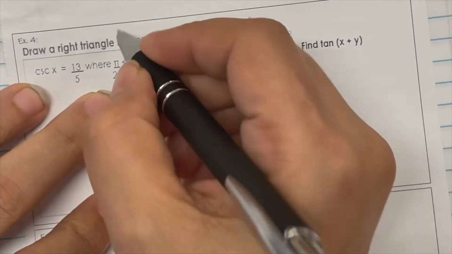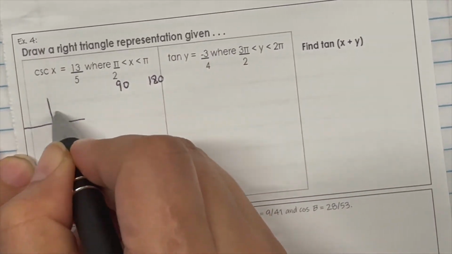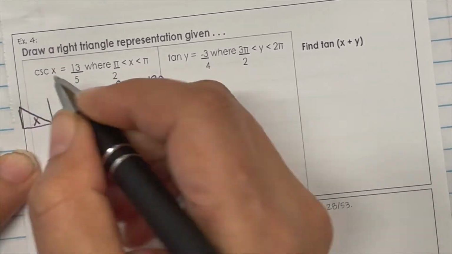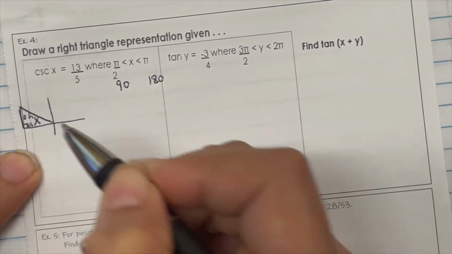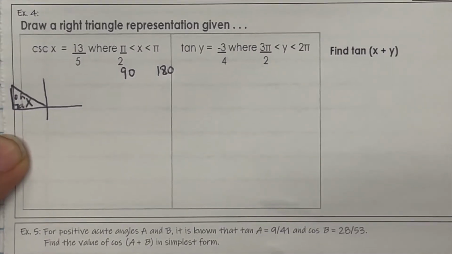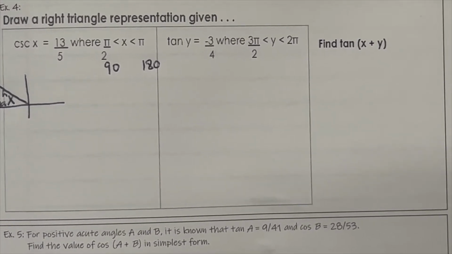So looking at example 4, what's my restriction? Between 90 and 180. So when I draw my triangle, it's going to be between 90 and 180. Remember, the reference angle is closest to the x-axis. Label O, H, and A, and then use that to fill in the side. So we have cosecant x. Okay, so what is cosecant x?